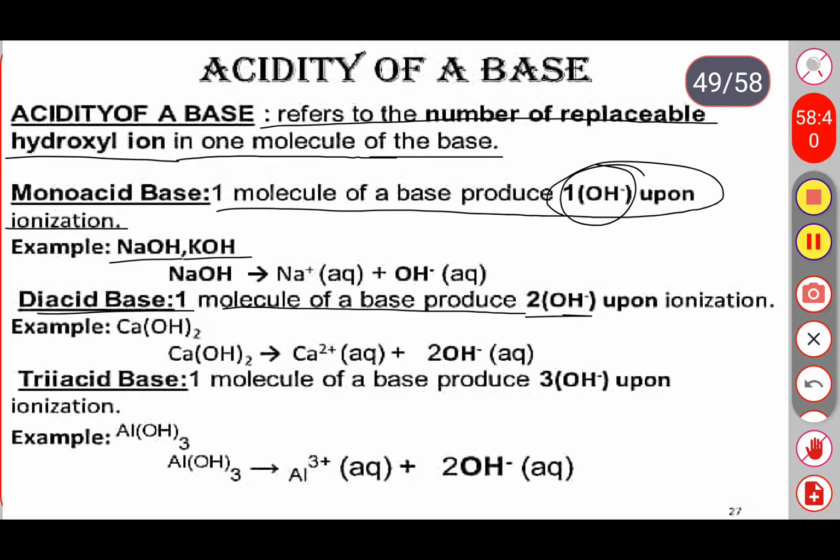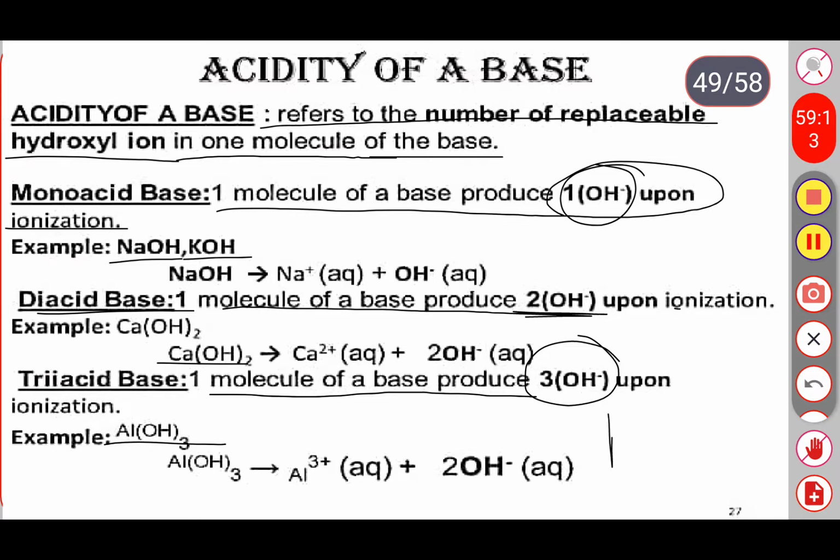And the third one is the triacidic base. One molecule of base produces three hydroxide ions when it gets ionized. The best example for a triacidic base is aluminium hydroxide, and the next one is ferric hydroxide, Fe(OH) thrice. So this is also a good example of triacidic bases.